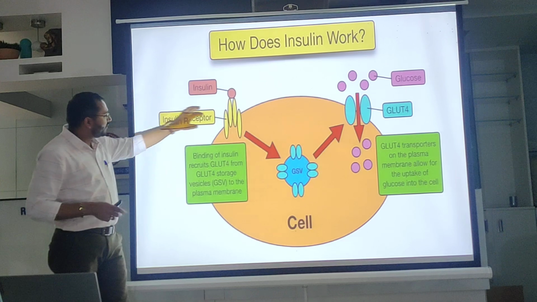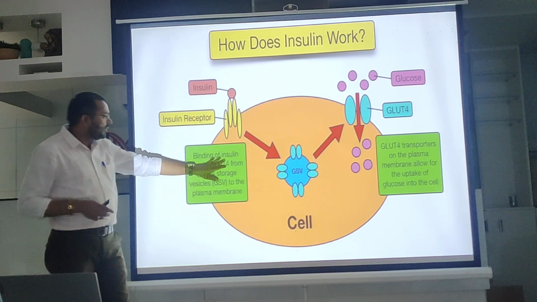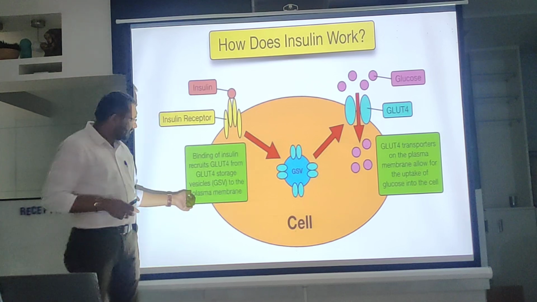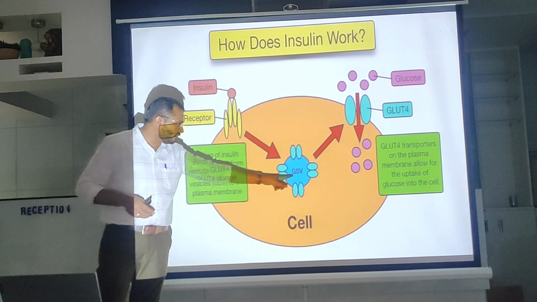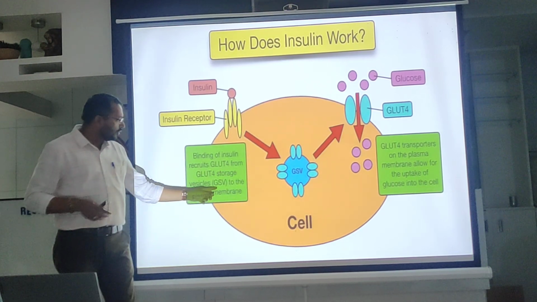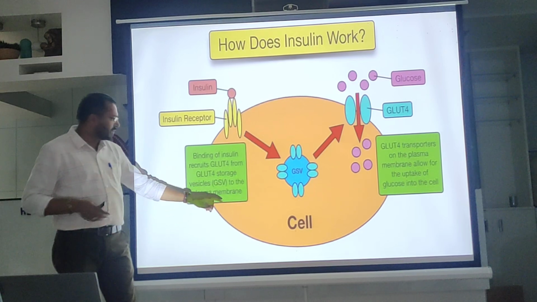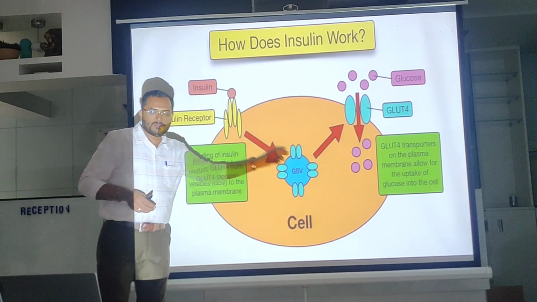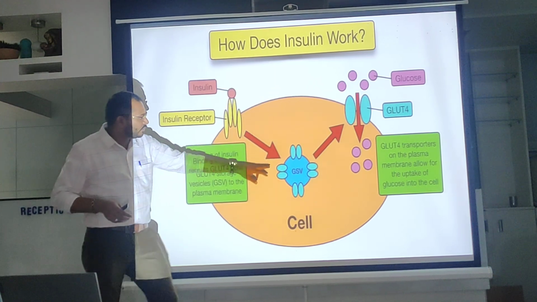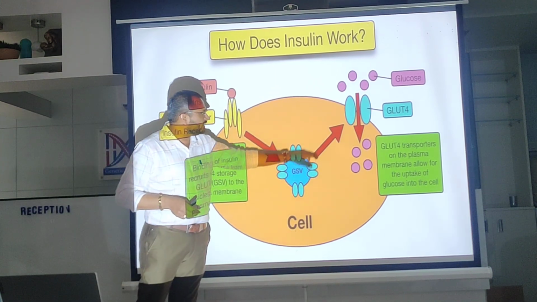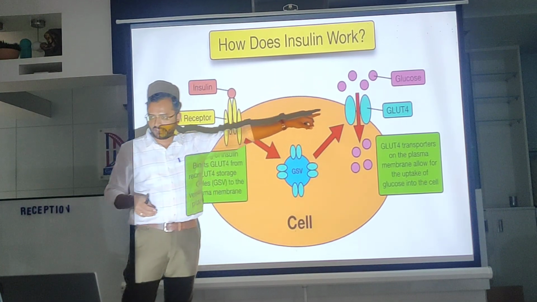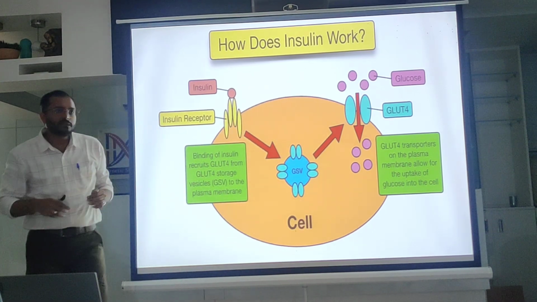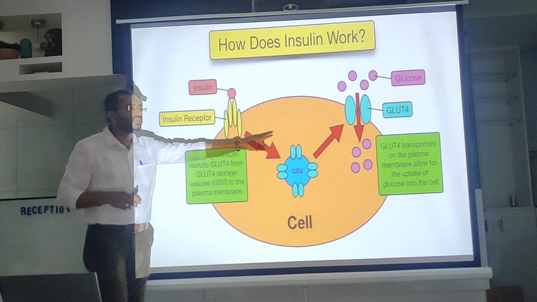So when this is working in a proper way, there is binding of insulin, which moves GLUT4 from the GLUT4 storage vesicles, which are called GSV, to the plasma membrane. So it binds to GSV and GSV opens the GLUT4 gate. GLUT4 is how glucose can enter into the cell, otherwise glucose cannot enter.